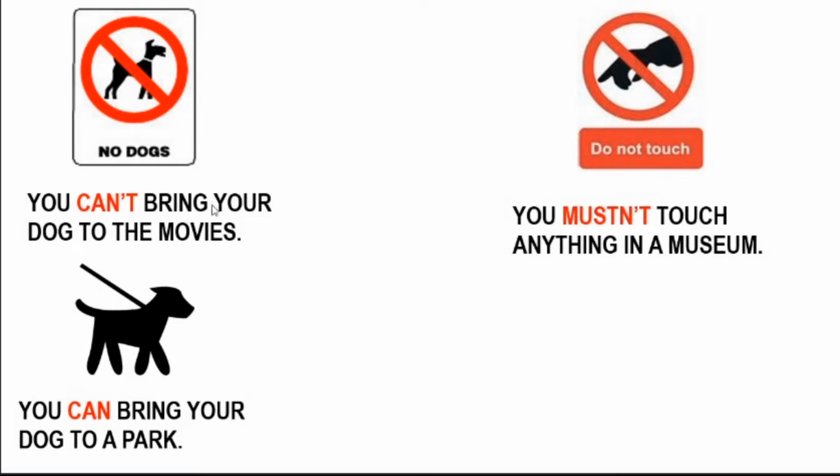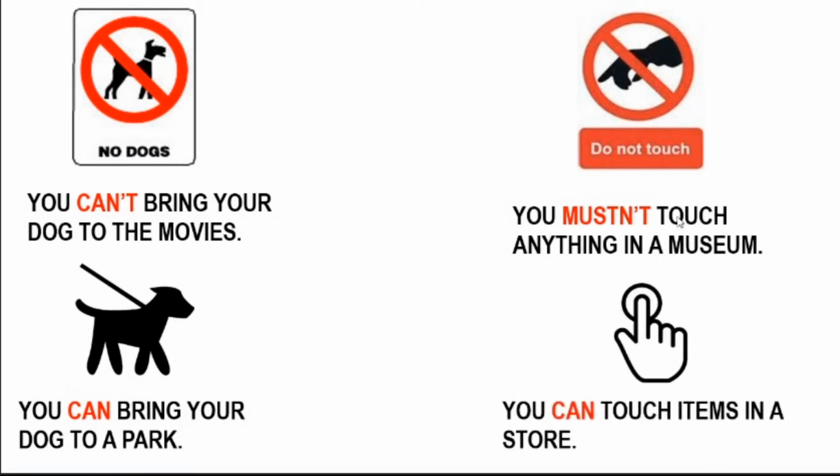You mustn't. Mustn't is a contraction of must not. You mustn't touch anything in a museum. Permission, you can. Now, for permission, we don't have an affirmative, okay, of must, because, remember, we are trying to express permission. What happens if instead of can, I write mustn't, but in affirmative, I write must.